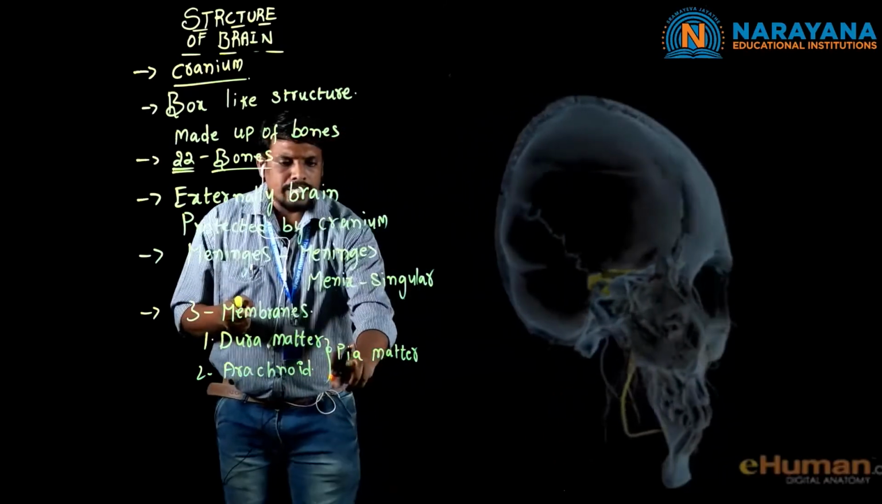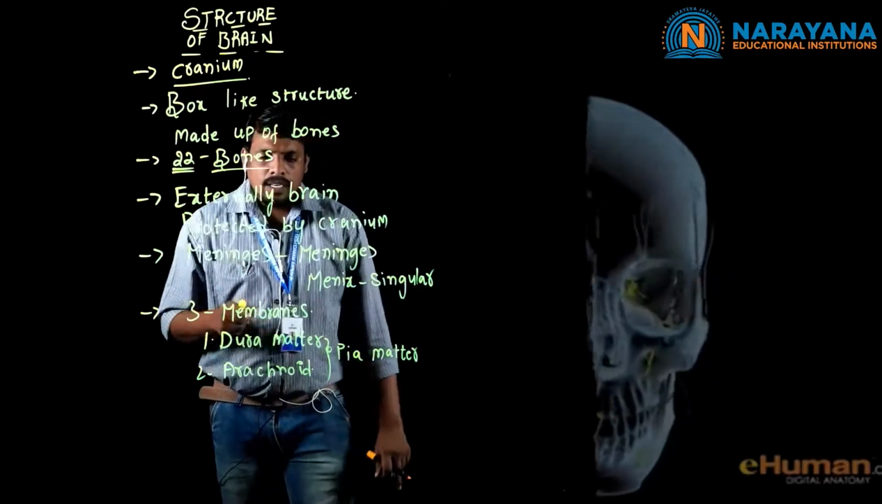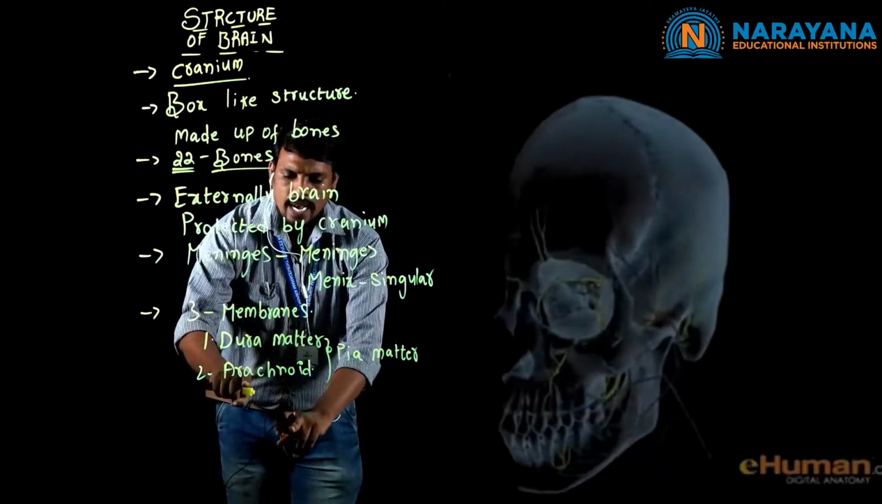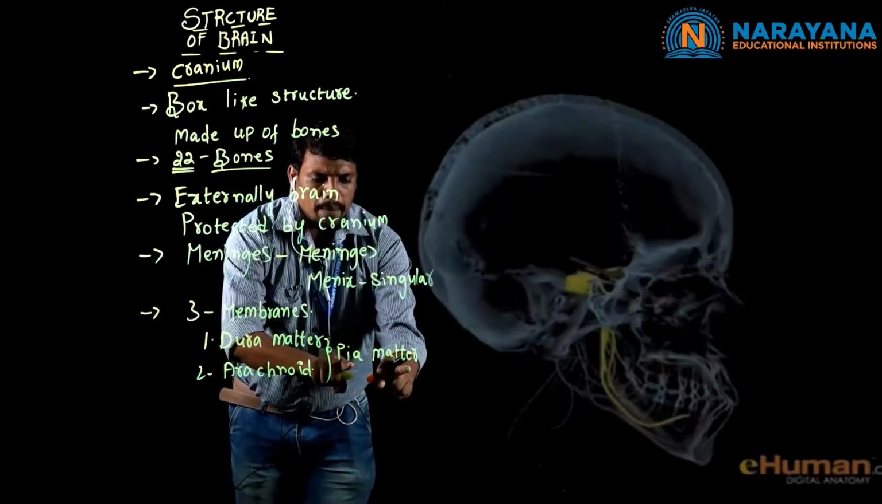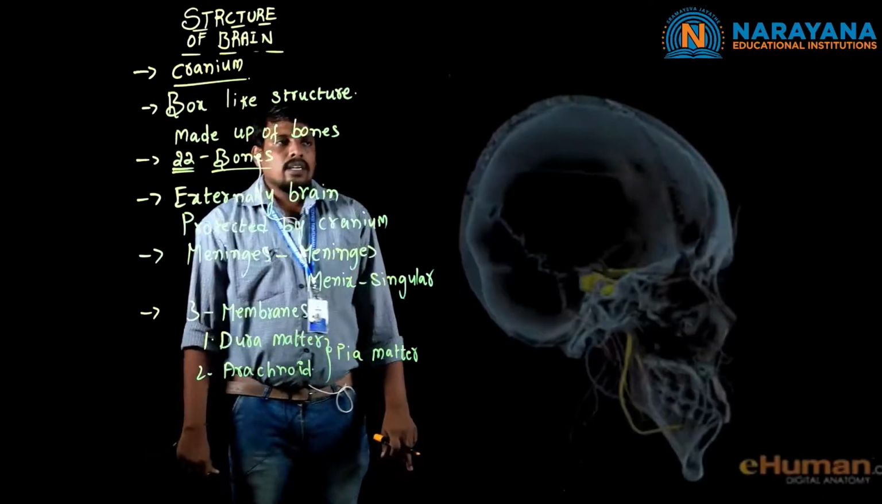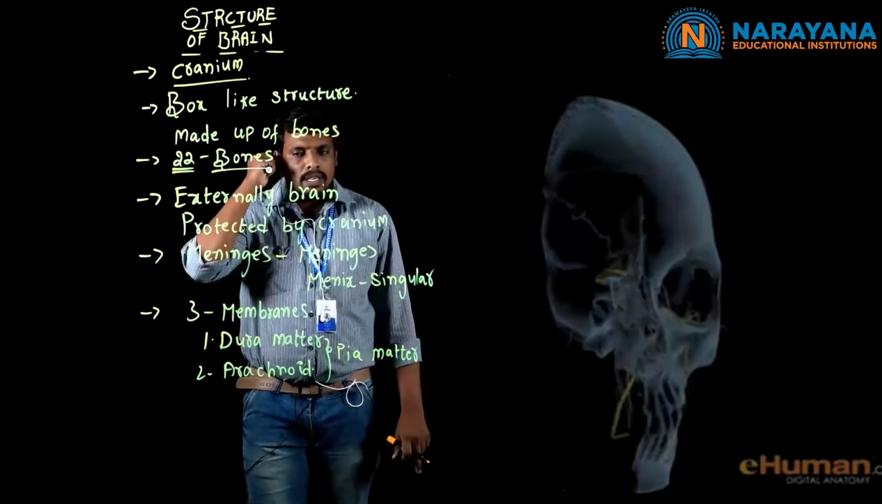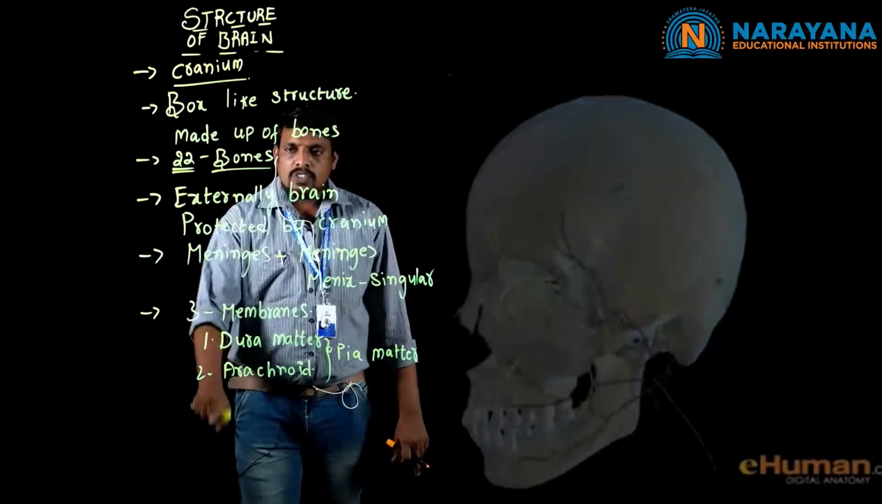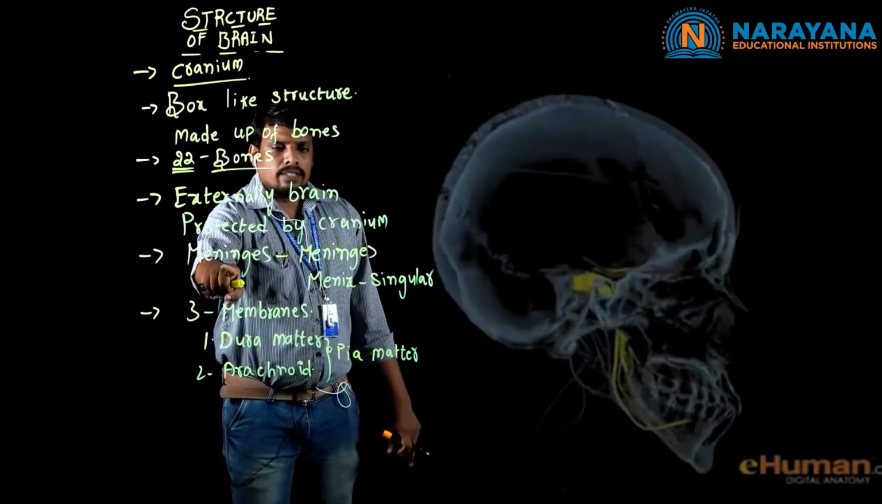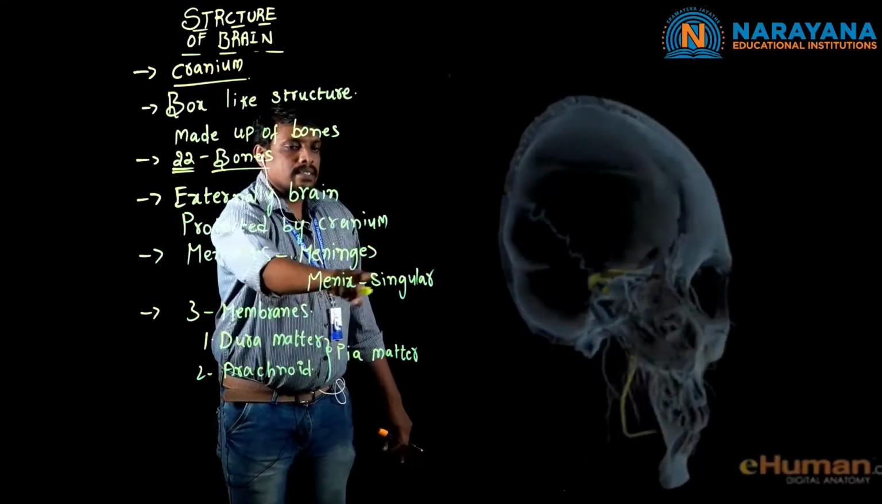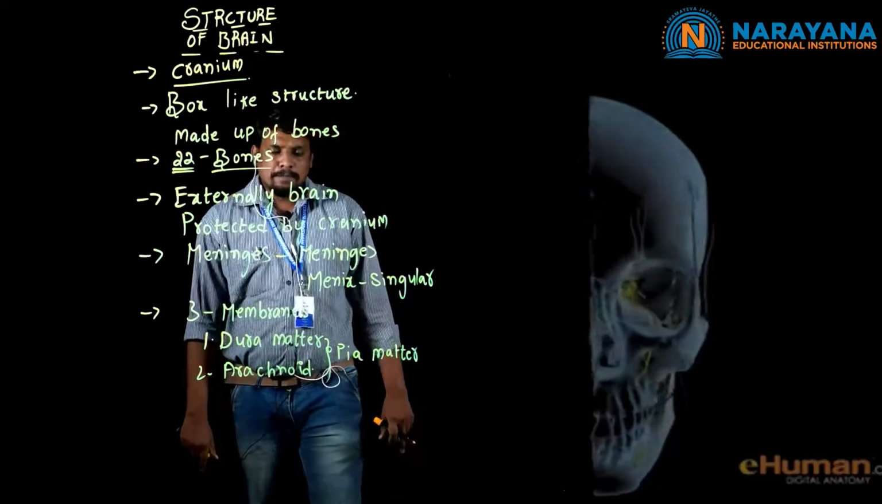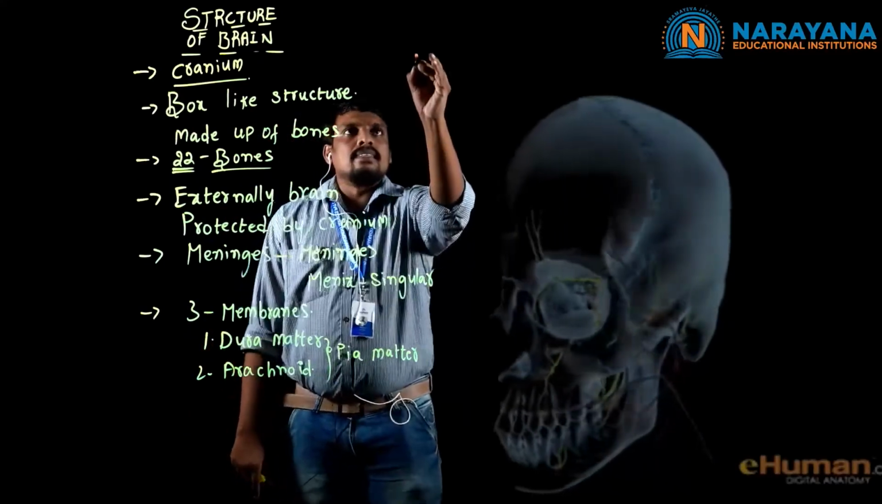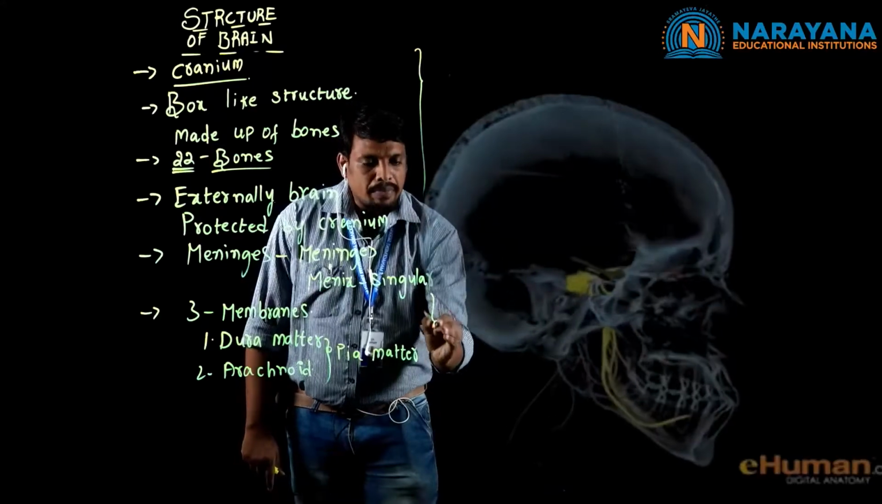So why have I written pia mater separately? In between dura mater and arachnoid mater, pia mater is located. Clear, students? So hence, the brain contains three protective membranes, which are scientifically called meninges, meninx being the singular word. Clear? So let us discuss the weight of a brain.